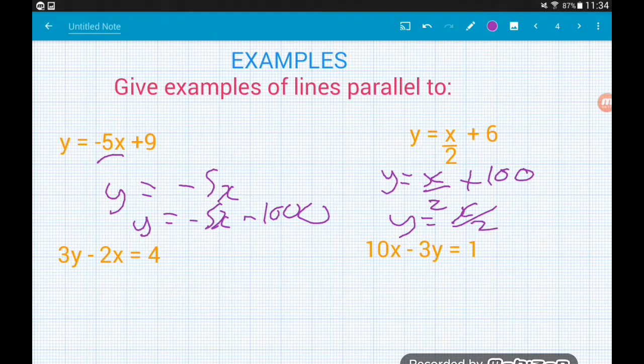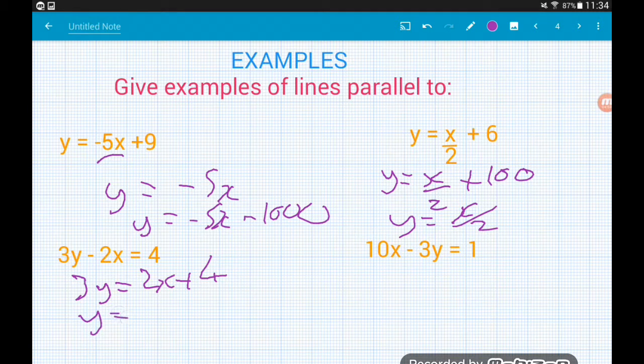Okay, what happens then on these bottom two examples? As I said before, to be able to read off the gradient and the y-intercept, we need to have y as the subject of the equation. So at the moment we've got 3y - 2x = 4. Before we can read off the gradient and the y-intercept, we need to do a bit of algebra to get y on its own. So if we first of all add the 2x, we get 3y = 2x + 4, and then we need to divide by that 3 on the y.